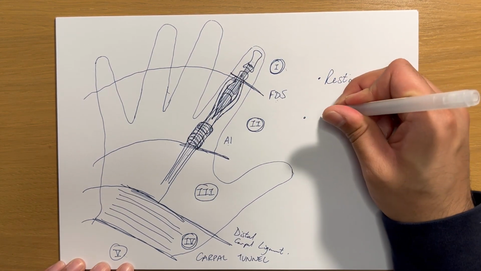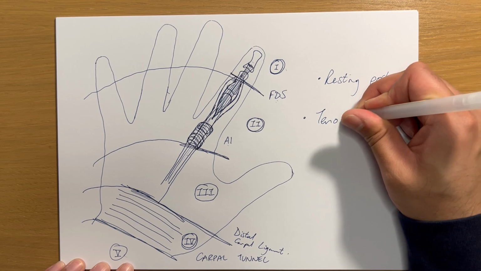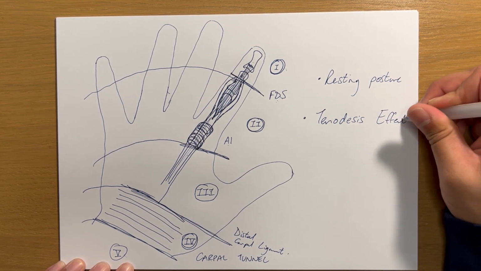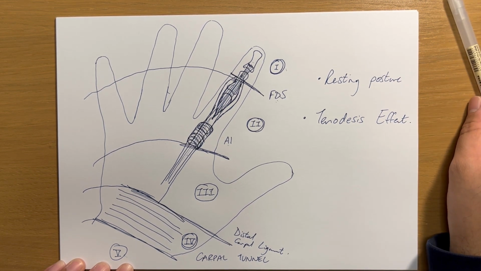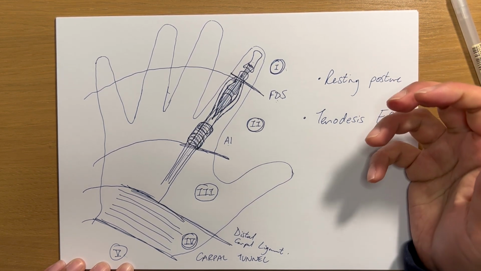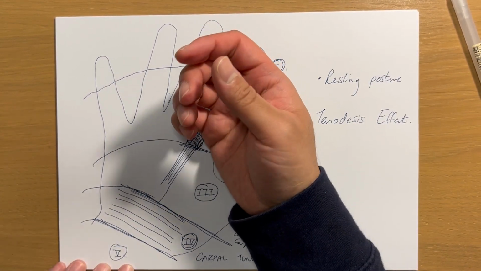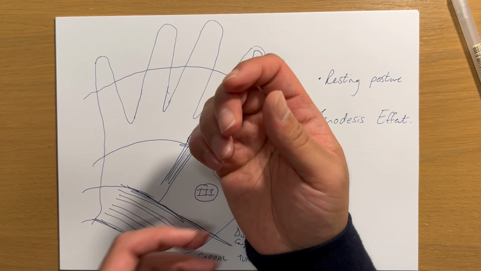And this you can extrapolate to something called the tenodesis effect, which is a good clinical exam, but also, let's say your patient is anaesthetized and you're exploring a laceration, for example. It's an excellent test whereby, again, relax your hand completely. You'll find that you've got a certain resting position.